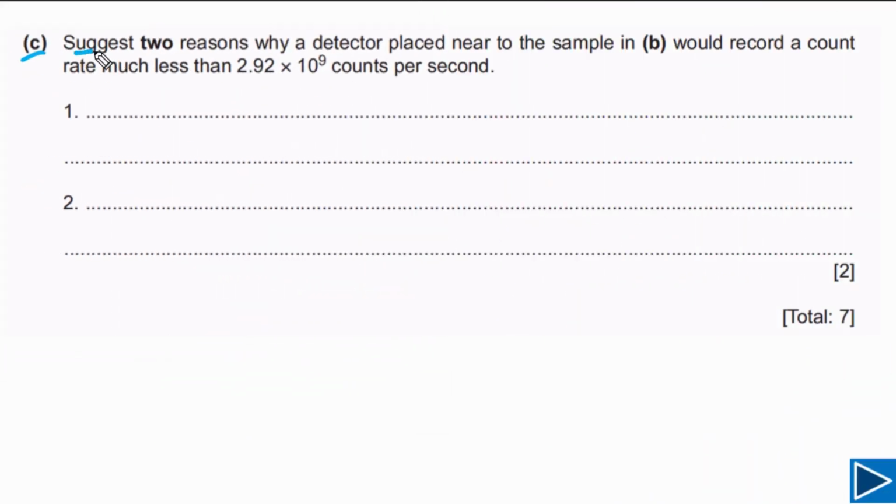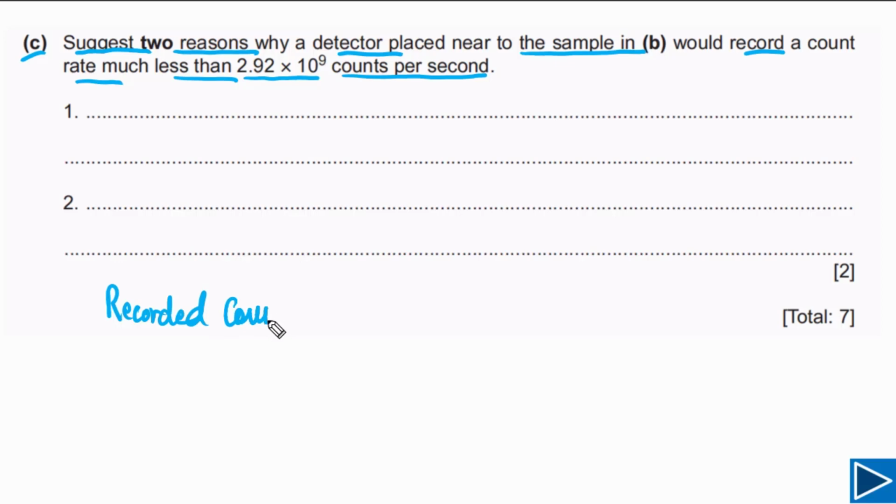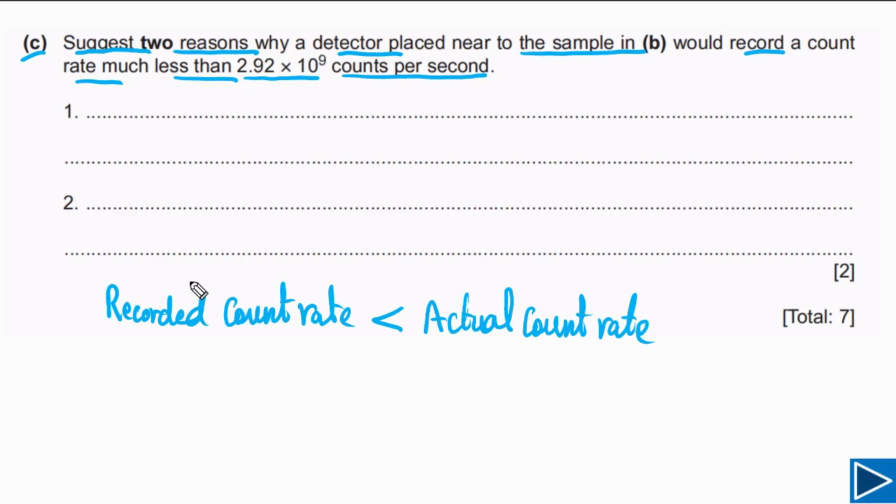For part C, the question is asking us to suggest 2 reasons why a detector placed near to the sample in B records a count rate much less than 2.92 times 10 to 9 counts per second. This is the activity of the sample given in part B. So we have to explain why the recorded count rate by the detector is much less than the actual count rate, meaning the activity of the sample.